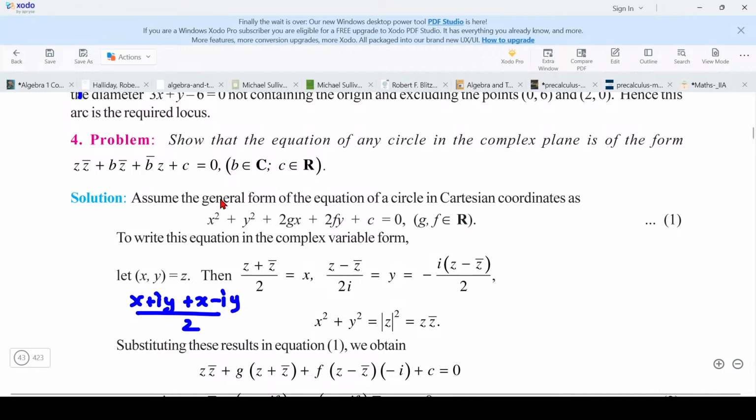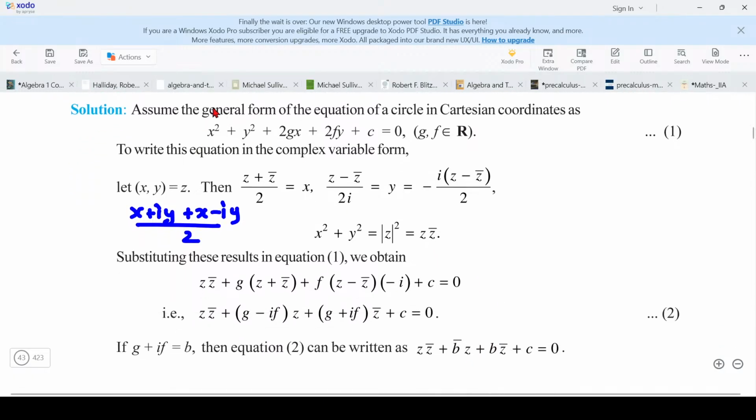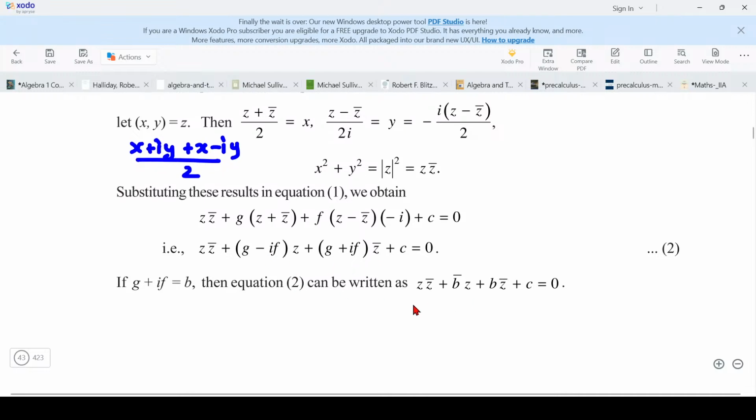And what is x square plus y square? X square plus y square is obviously mod z whole square, right? And earlier we discussed mod z whole square is nothing but z into z complement, right? So we are replacing x square plus y square with z into z complement, 2x we are replacing with this, and 2y we are replacing with this, and c is as is. We have done a little bit of algebraic manipulation, a lot of things will get cancelled, and this is left. Understood?